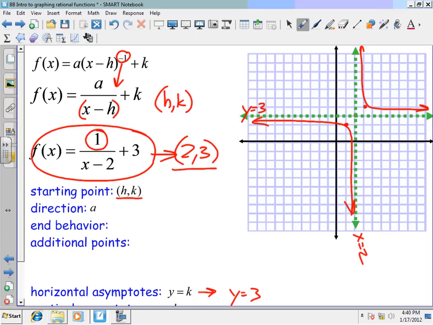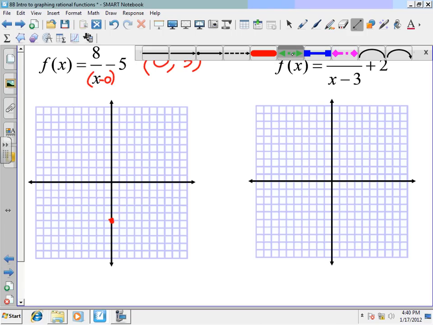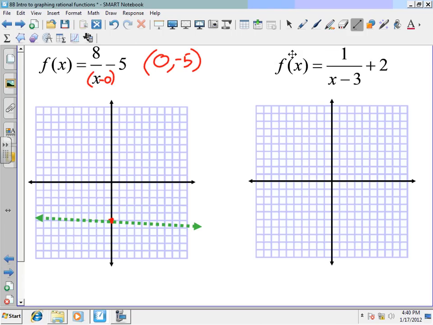Okay. Let's take a look at some more examples. So again, when I see this here, this is really x minus 0 on the bottom. So our starting point is (0, negative 5). So (0, negative 5) is right about here, and that's my starting point. And again, I'm going to start with my asymptotes. I'm going to go horizontally across, and then straight up and down. And then we have a value of 8.